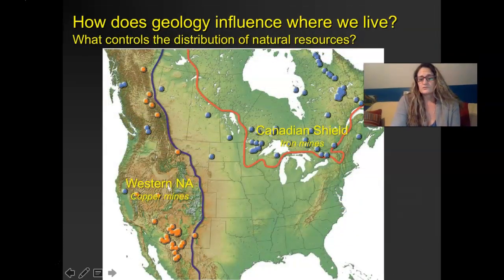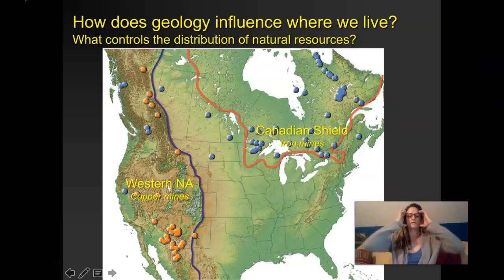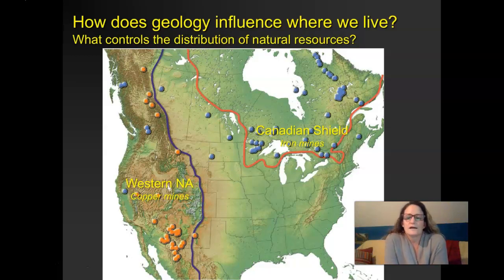Geology governs resources. So here is a map of most of the United States and Canada. And on this map, what is highlighted are rocks of the Canadian Shield and rocks of Western North America. And they're very different. In the Canadian Shield, the resources are different. There are iron mines. So iron has accumulated and we can go there and extract it. There's enough there that it's profitable to get it.